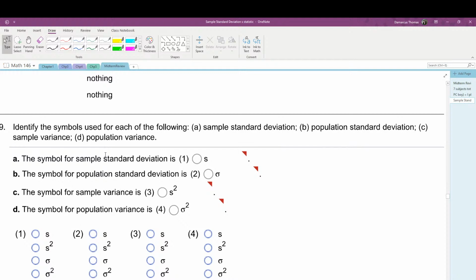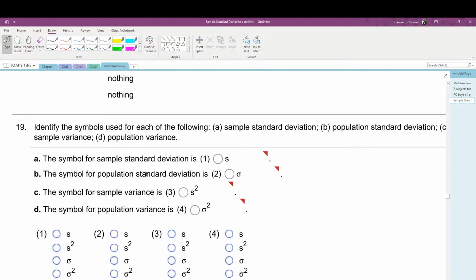What is the symbol for standard deviation? A sample standard deviation, little s. What is the symbol for population standard deviation? Well, that's little sigma. All right. Variance is the standard deviation squared, the sample variance, and the population variance is little sigma squared. Sometimes they'll just say V. And keep in mind the square root of V is S.